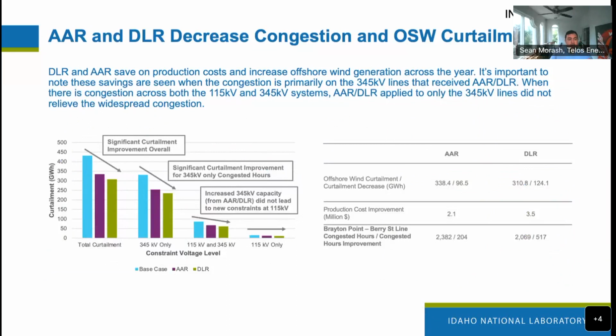Most of that is thanks to alleviating constraints on the 345 kV system, right? So sometimes there's curtailment that shows up because of constraints on the 115 kV system. Sometimes there's constraints all across the network, right? And so it's really interesting that our DLR and AAR help us the most with the 345 kV constraints.